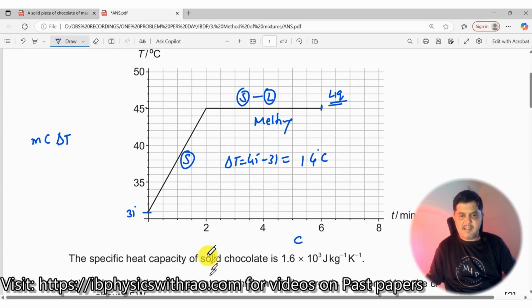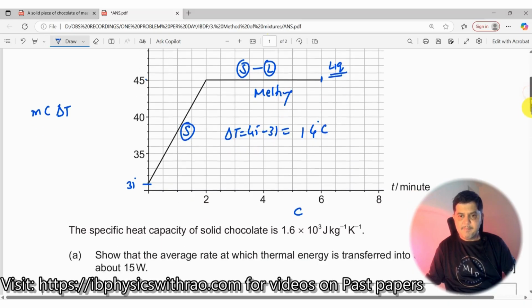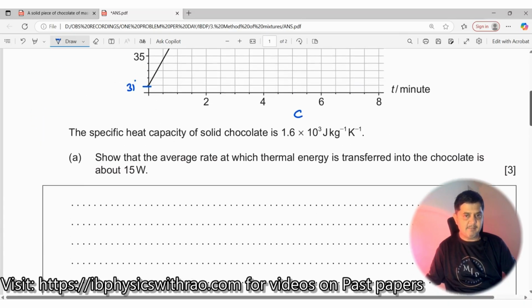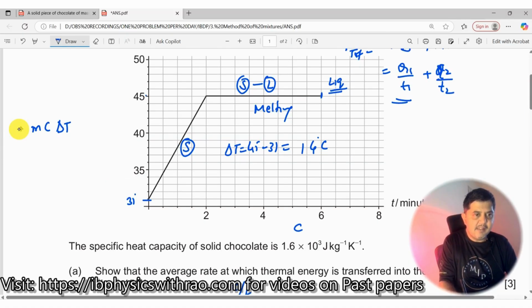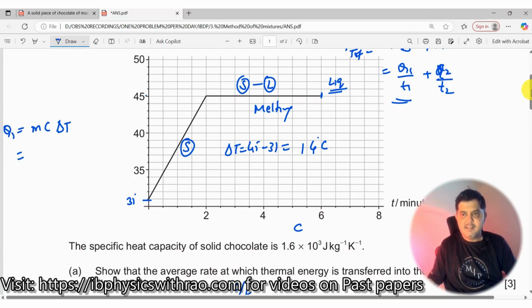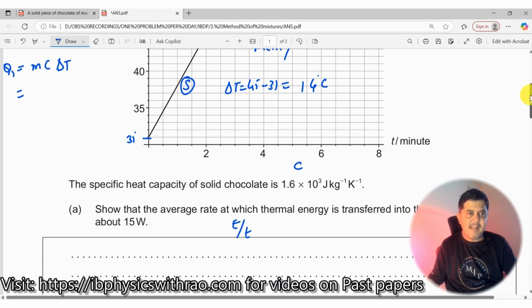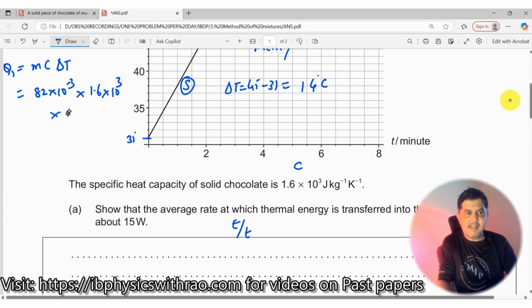Show that the average rate at which the thermal energy is transferred to the chocolate is about 15 watt. So once again, he is asking for the value of E by t, which is going to be 15 watt. Now, what is Q1? Q1 is equal to mc delta T. What is the mass of the chocolate? Not 4 grams, it is 82 grams, which is 82 into 10 to the power minus 3 kg, multiplied by c, which is 1.6 into 10 to the power of plus 3, multiplied by delta T, which is 14.